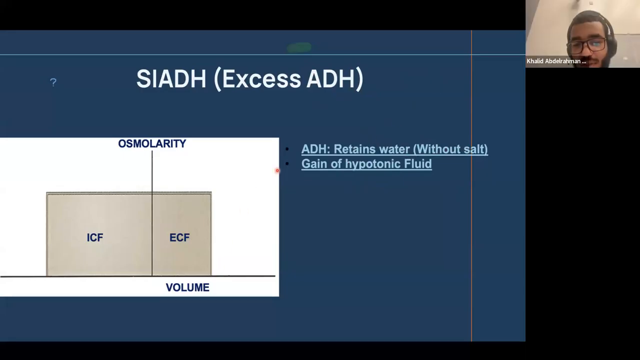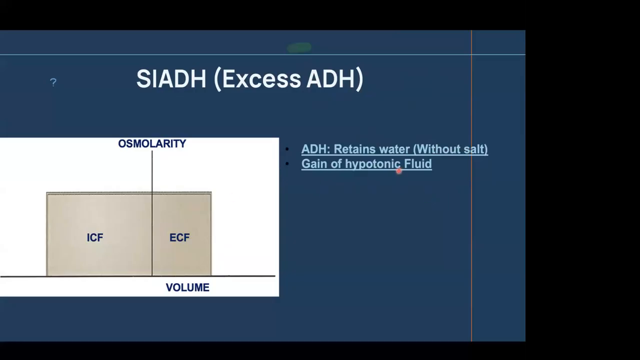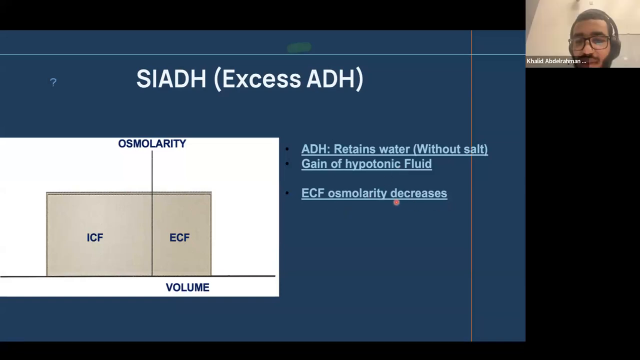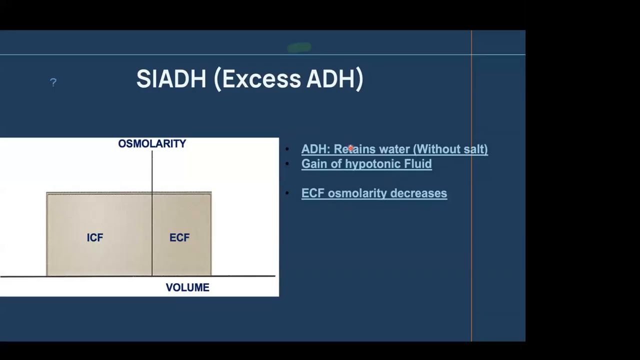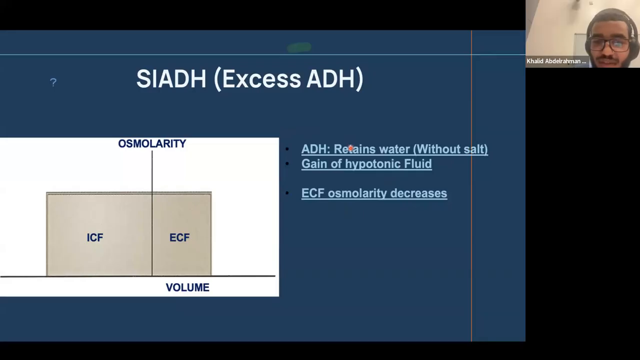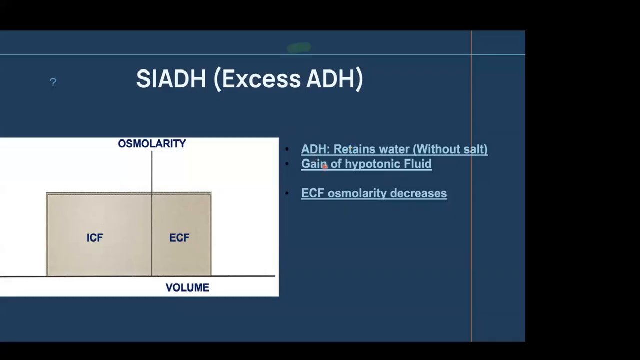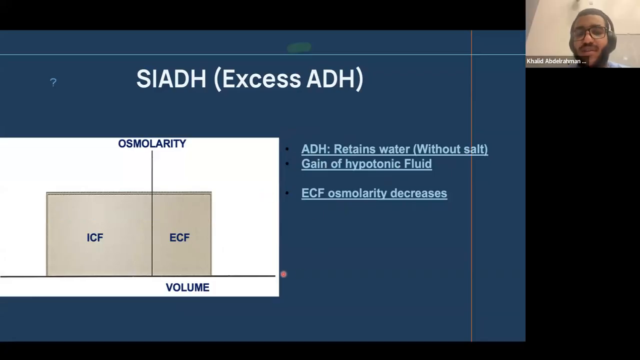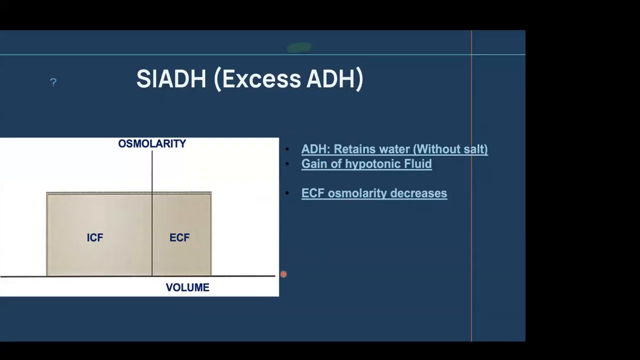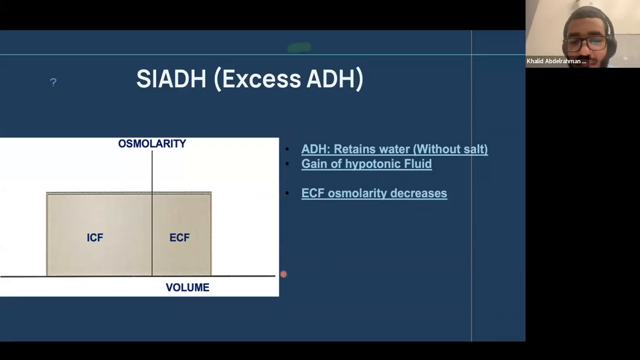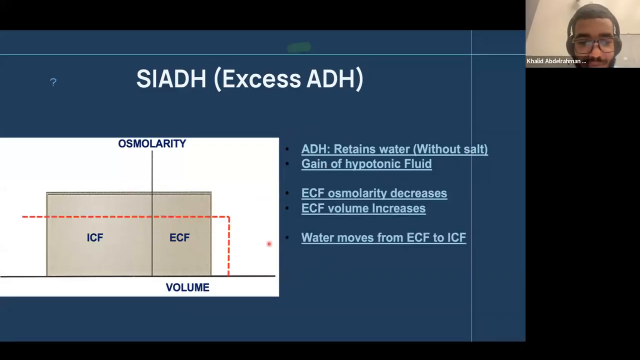So the volume of ECF will increase. Okay, so now let's talk about osmolarity first. What happens to the osmolarity of the ECF if you're gaining hypotonic fluid? Decreases. Excellent. And then what happens to volume? The volume of ECF will increase. Why is it increasing? Because we're retaining fluid, because we have excess ADH. Okay, and then what happens? Compensation from hypo to hyper, from ECF to ICF. Okay, so in the end, we'll have this.